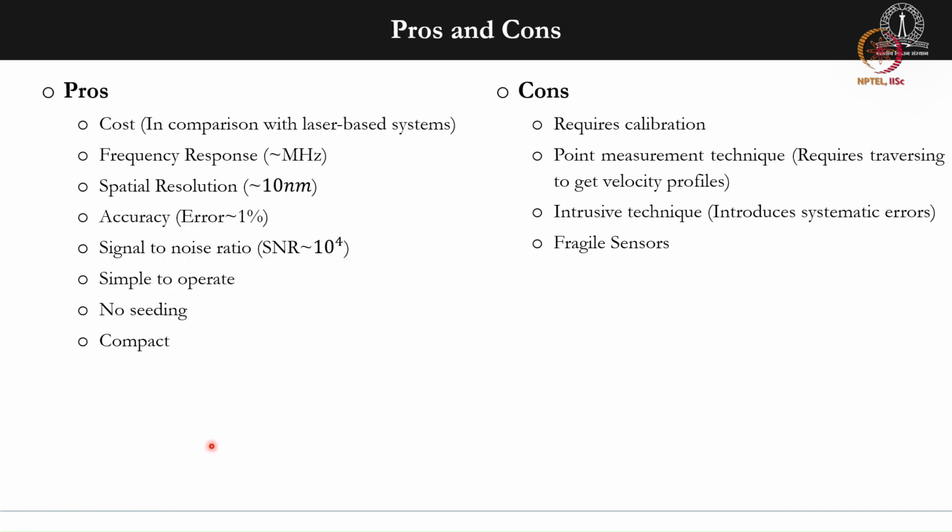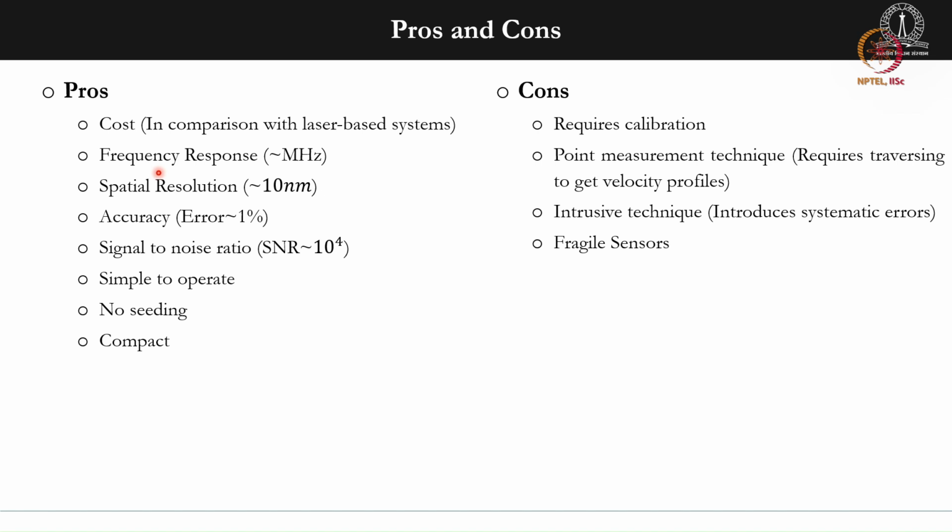Now let us look into the pros and cons of hot wire anemometer systems, especially in comparison with laser-based systems such as particle image velocimetry, which is also used to measure the velocity field. If we look into the pros, first, they are very cost effective in comparison with PIV systems, because PIV systems require a laser system and high-speed camera systems, which are relatively expensive. Whereas here, all we need is a probe, a signal conditioning unit, and a data acquisition unit, which is relatively inexpensive.